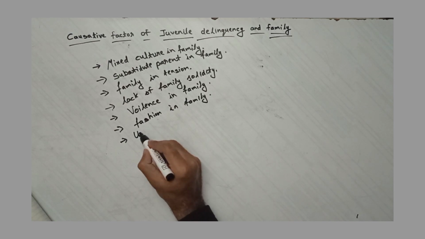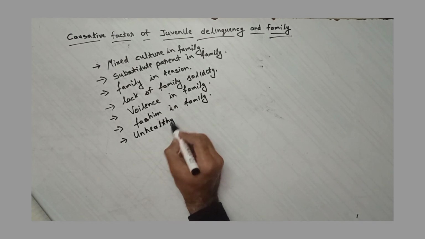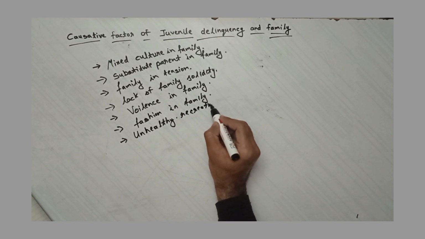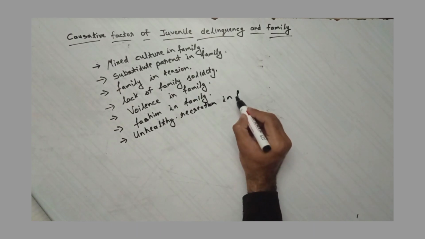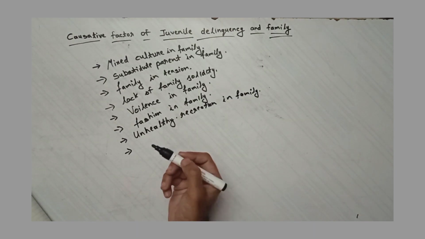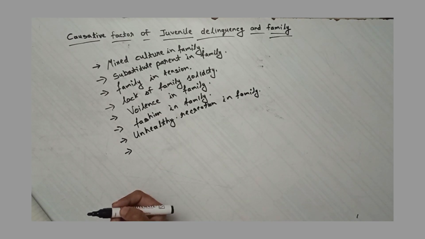Next is unhealthy recreation in the family. You understand the meaning of recreation; unhealthy recreation means not giving proper focus or not giving a proper diet. Some economic factors also come in.